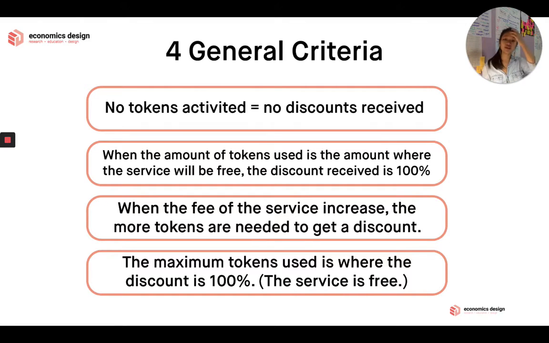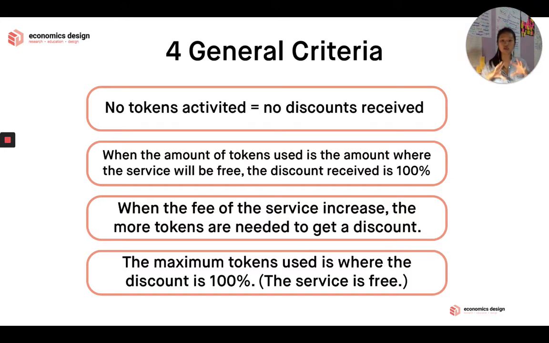Third is when the fee of the service increases, more tokens will be needed to get a discount. Make sense? When you buy more items, or when the service becomes more expensive, then you need more tokens to get the same amount of discount. And the maximum token used is when discount is 100%. That means when the service is free. So you have a constraint where the maximum tokens will be equal to the tokens used when discount is 100%.